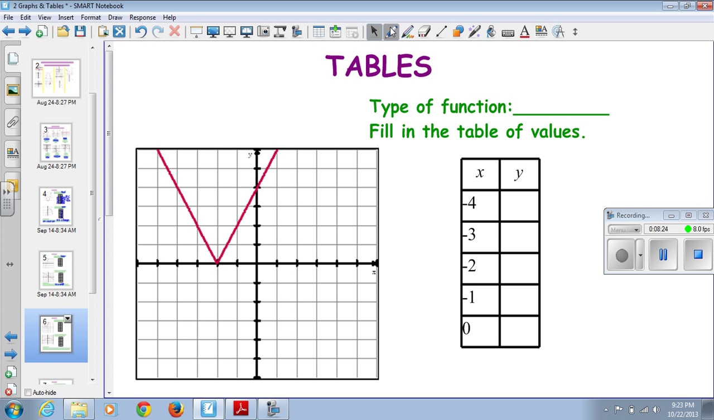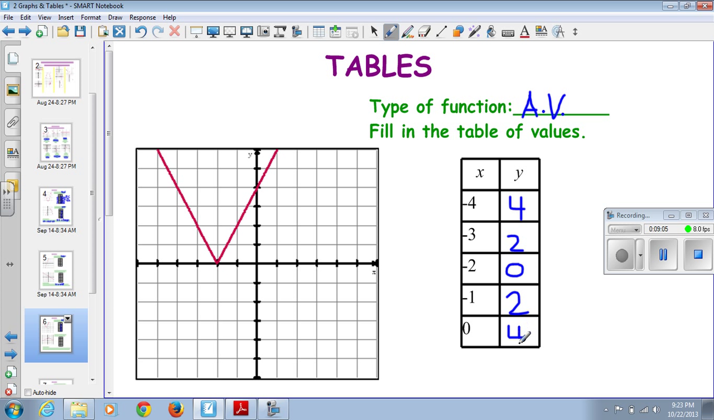Okay, we now have an absolute value function that we're looking at. I'm just going to go ahead and abbreviate it to AV. And we're going to fill in our table here. So when x is -4, y is 4. When x is -3, y is 2. When x is -2, y is 0. When x is -1, y is 2. And when x is 0, y equals 4.